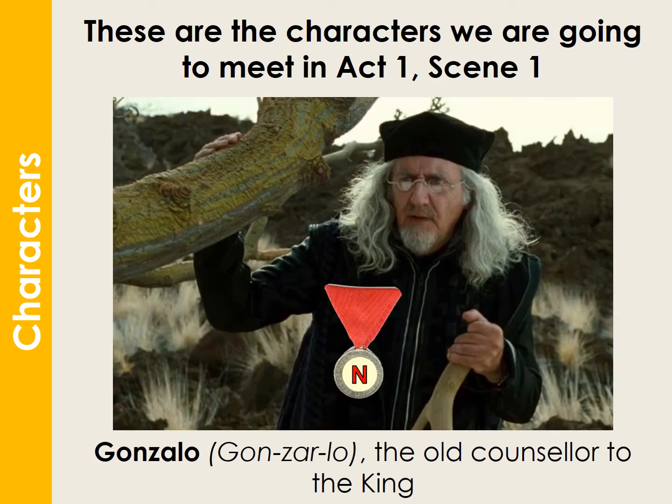And then the final main character we meet in Act 1, Scene 1 is Gonzalo. And he is the old counsellor to the king. He's a very interesting character, Gonzalo, but he offers counsel and advice to King Alonso. But he actually also previously knew Prospero, so the character we haven't yet met. So he's an interesting one, Gonzalo, to keep an eye on.